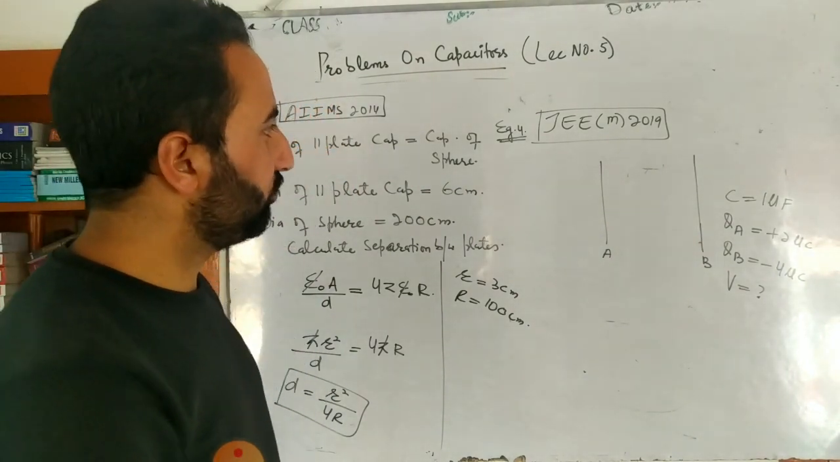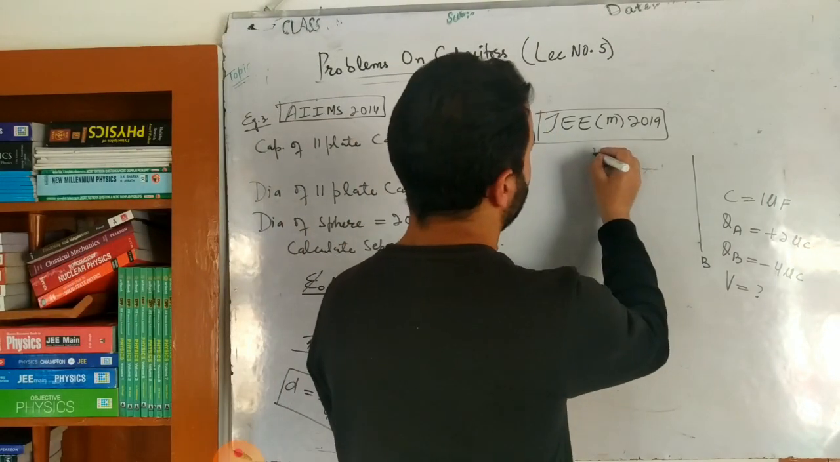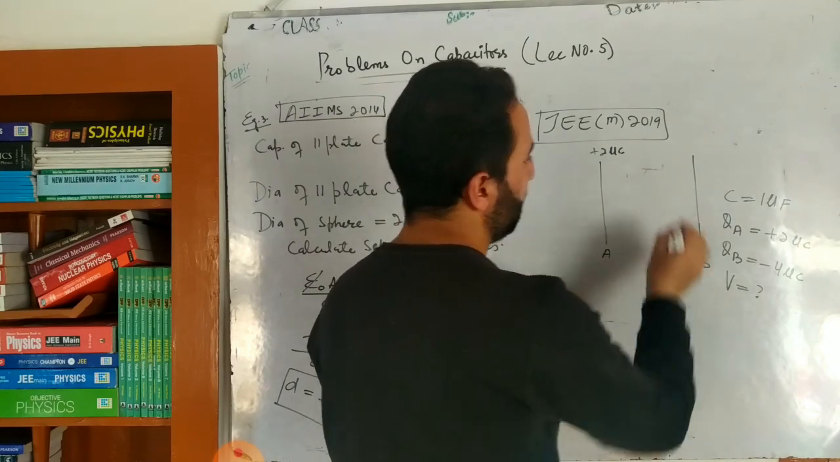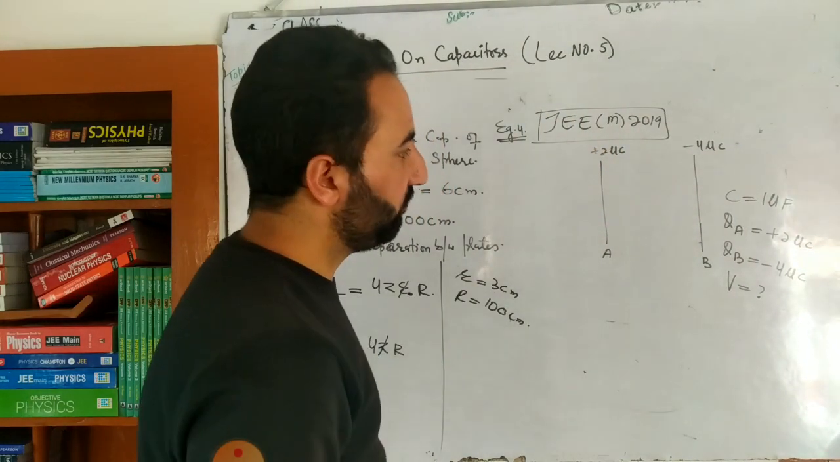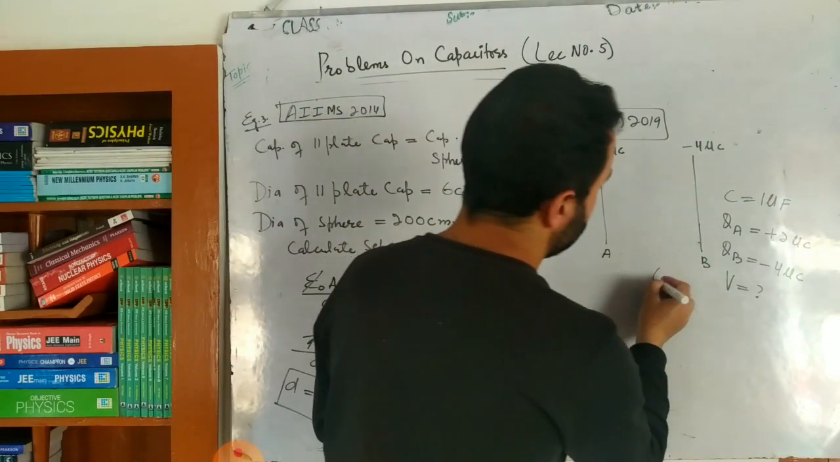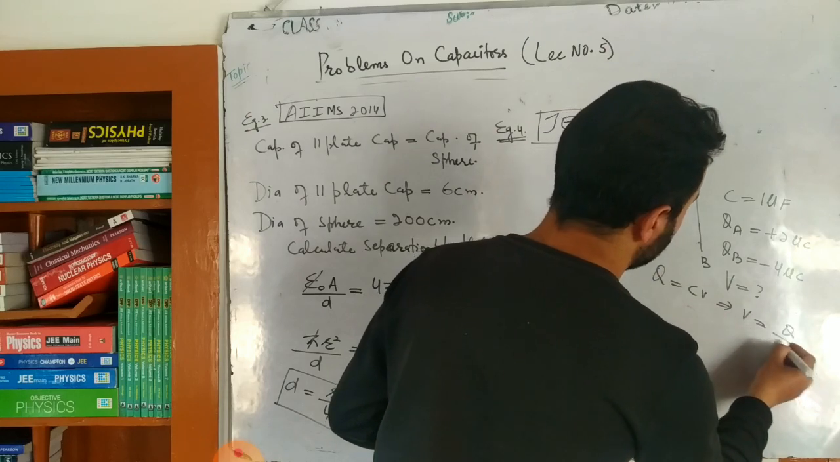So simple. These are two metal plates. The charge on this one is plus 2 microcoulomb, and the charge given to this one is minus 4 microcoulomb. Obviously we will write down the equation Q is equal to C V, which implies that V is equal to Q divided by C.